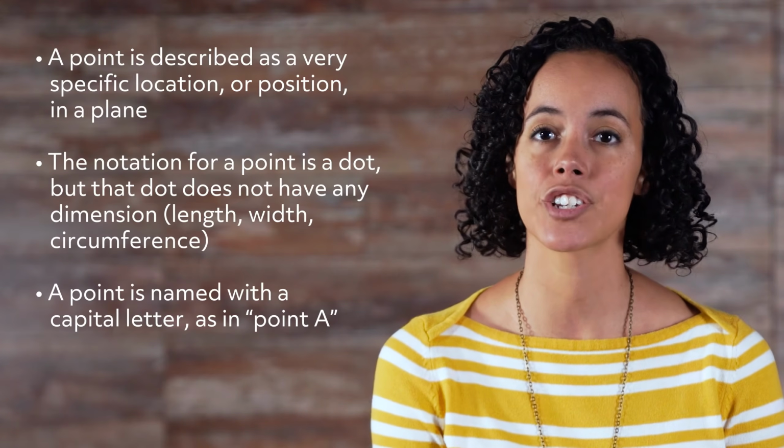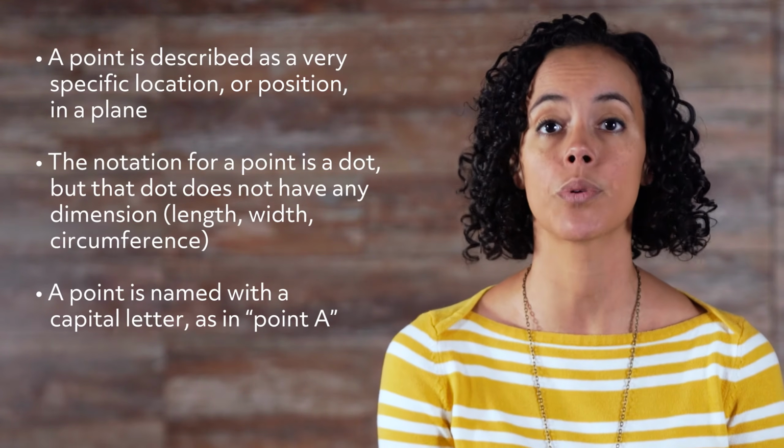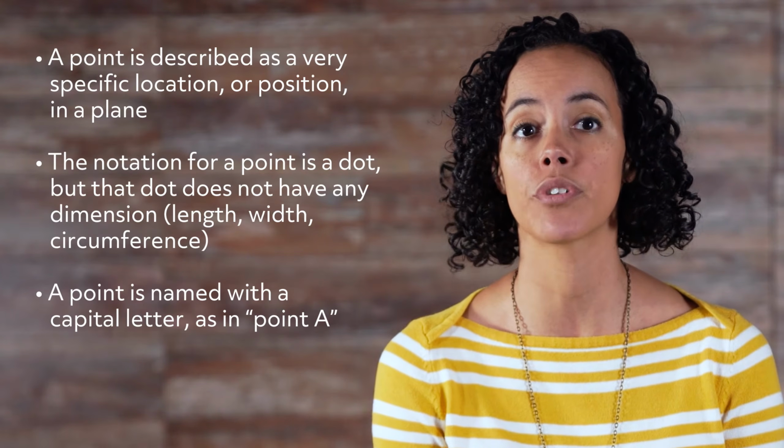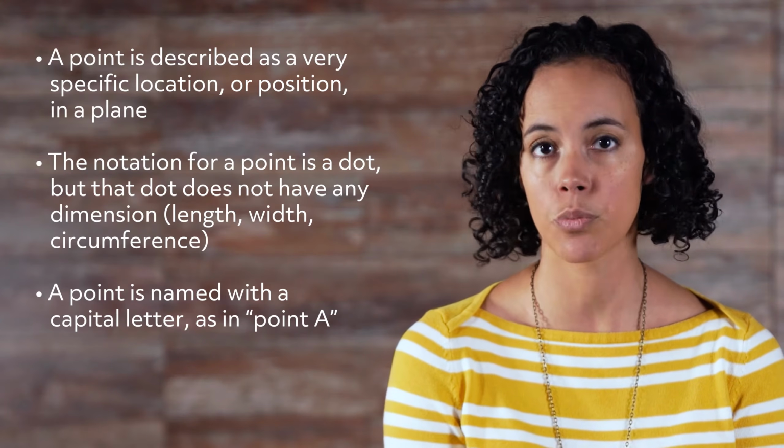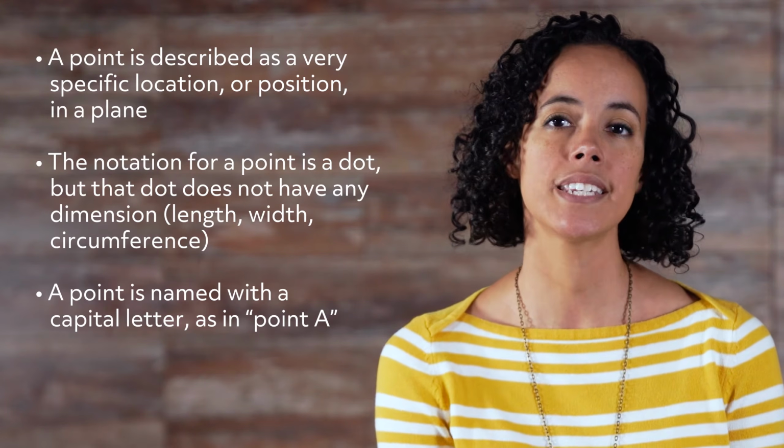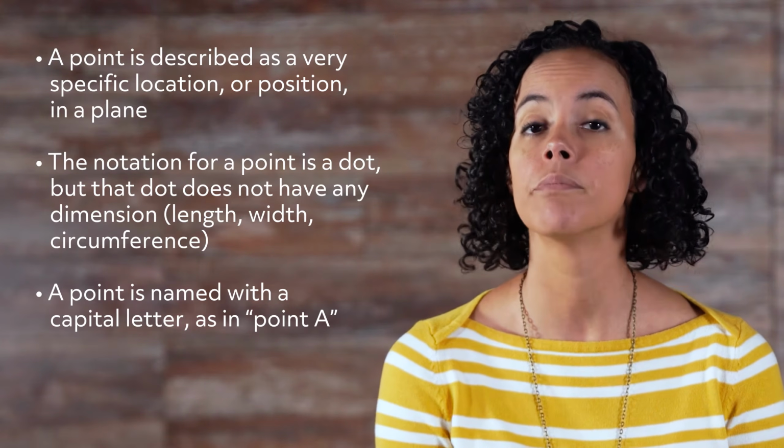To start off, what is a point? A point is described as a very specific location or position in a plane. The notation for a point is a dot, but that dot does not have any dimension, length, width, or circumference. A point is named with a capital letter, as in point A.